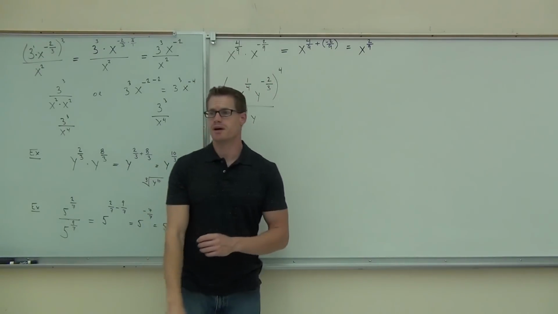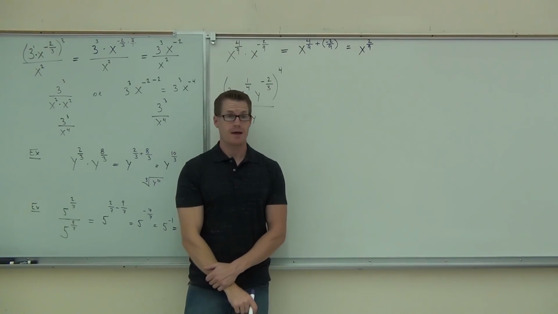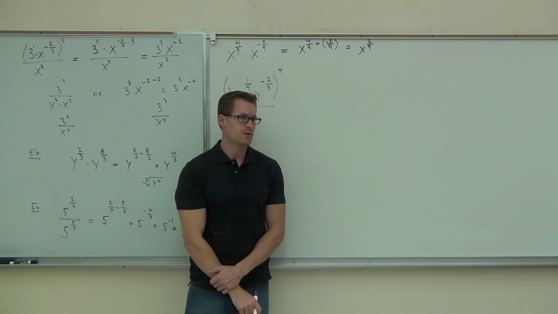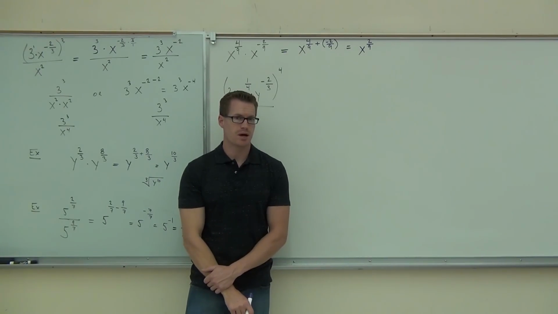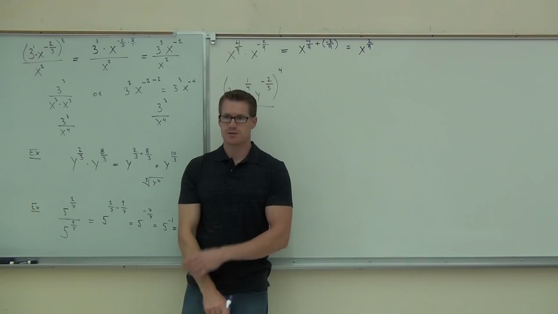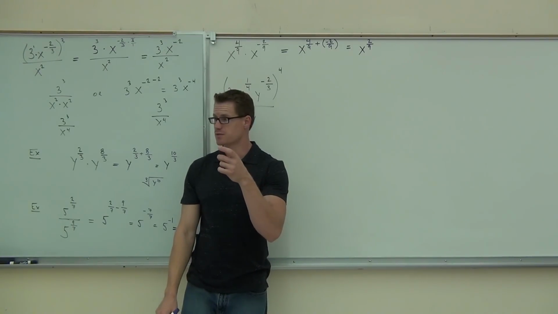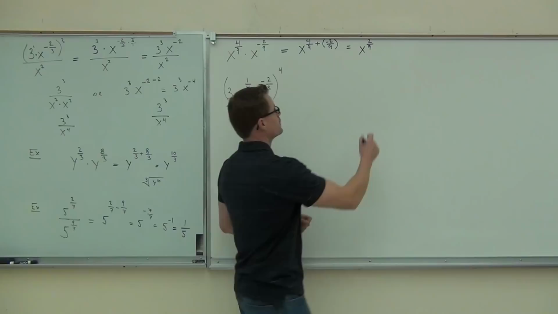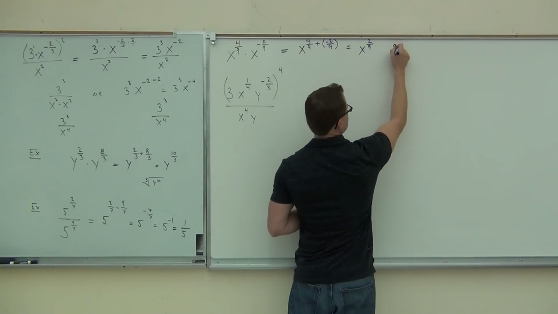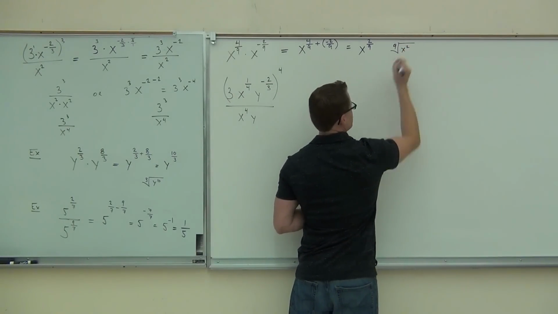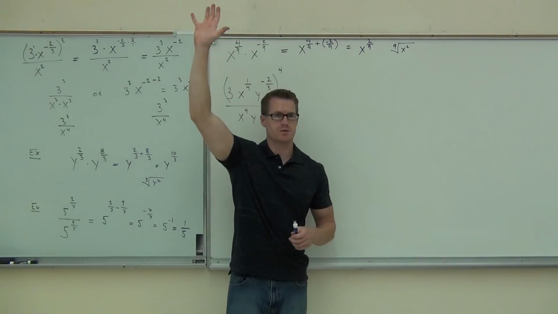Did you get x to the 2/9? We still add those exponents, however one's negative. So we know that 4/9 plus negative 2/9. Addition rule says different sign, subtract, sign of the bigger number, we get positive 2/9. You could write this as a 9th root of x squared.